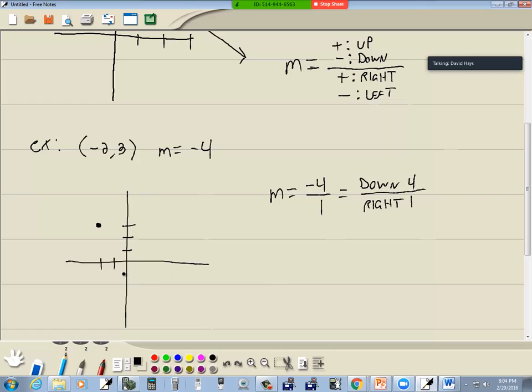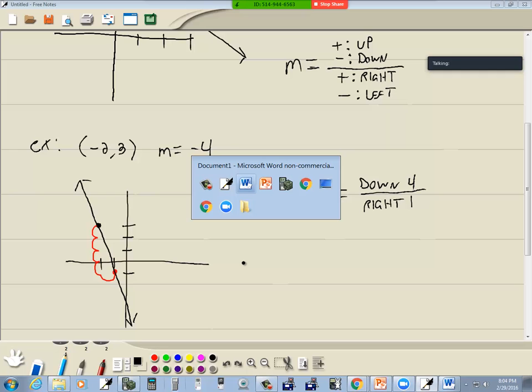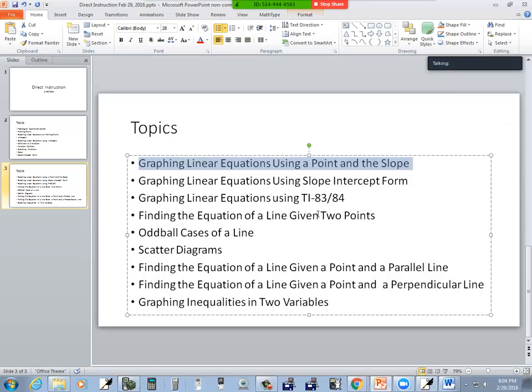So from where we just drew that point, we're going to go down 4 and right 1. So down 4, 1, 2, 3, down 4 units, and right 1, and that would be where our second point goes. And then we draw a straight line through them. And that would be our answer. Now that's graphing a linear equation using a point and a slope.